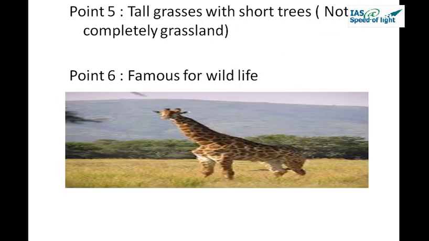Another thing we like to remember for the savanna region is that it is the region of tall grasses with short trees. So it is not completely grassland. This is a picture from the savanna, and it is a famous place where film shootings take place around the wildlife sanctuary. It is very famous for wildlife, African wildlife. So these are the important points about savanna, and most of them are logically derived, right?